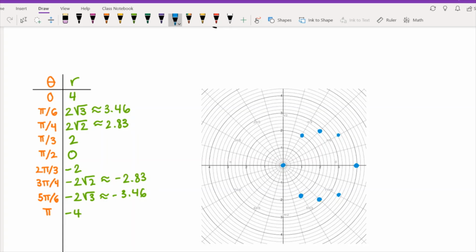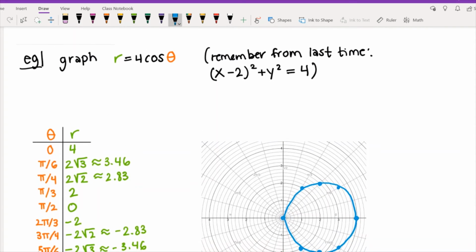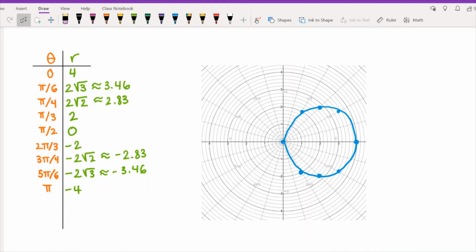So what does this look like? Well, it shouldn't be too surprising based on the equation we came up with the other day, that it should be a circle with a center of 2, 0, right? That's the center of the circle, and a radius of 2. And so that agrees with the equation that we came up with last time. So I think that's kind of cool that it works out that way.